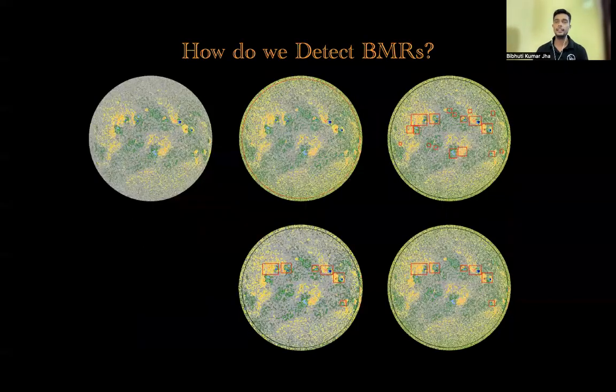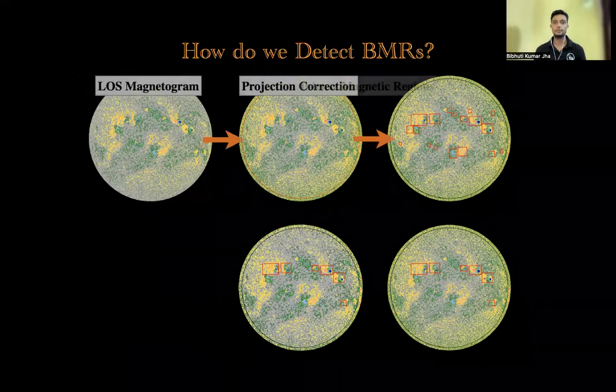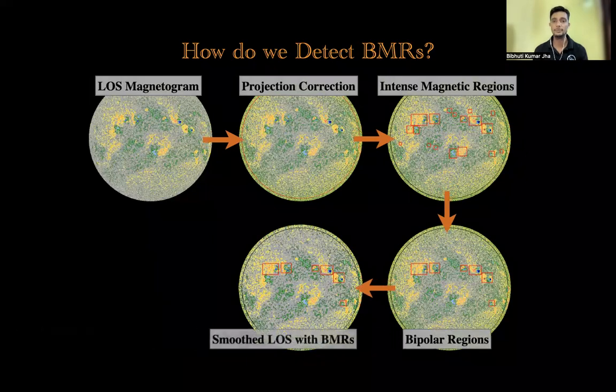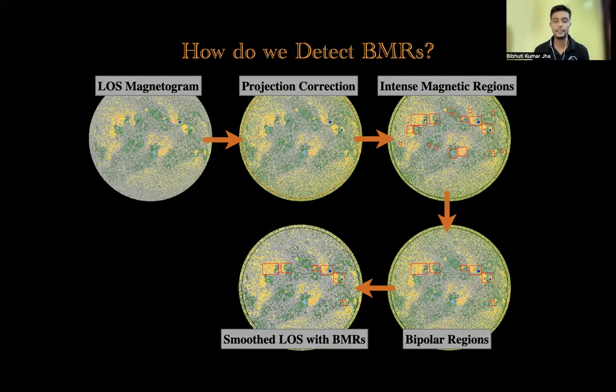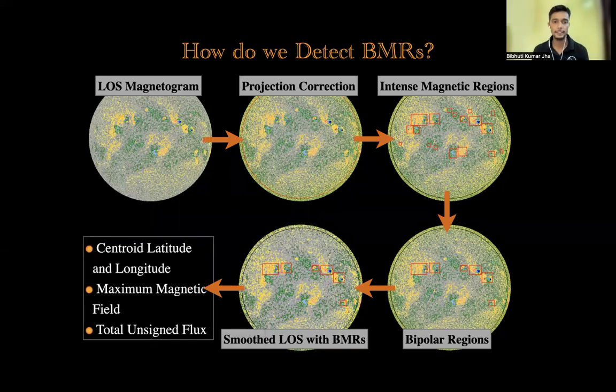So we have used the data from the HMI and MDI for our purpose. Now, how have we detected the BMRs? First, we corrected for the projection effect, then identified the intense magnetic regions, then applied the flux balance condition to identify the bipolar regions. Finally, we applied small-kernel Gaussian smoothing to reduce spatial noise a bit, and then calculated the centroid latitude, longitude, maximum magnetic field, and the total unsigned flux in the BMRs.